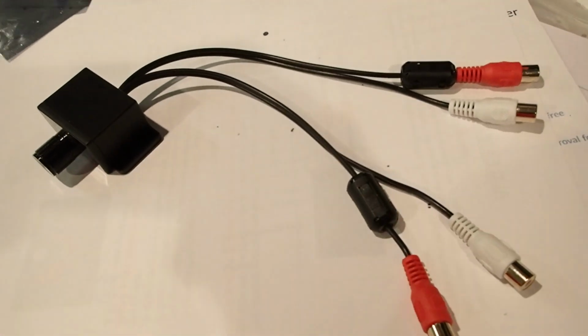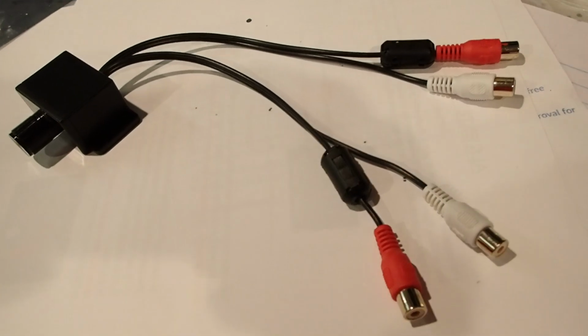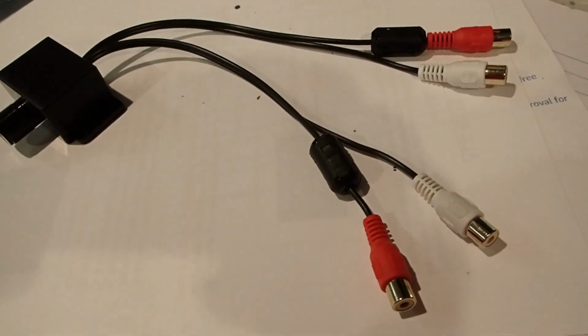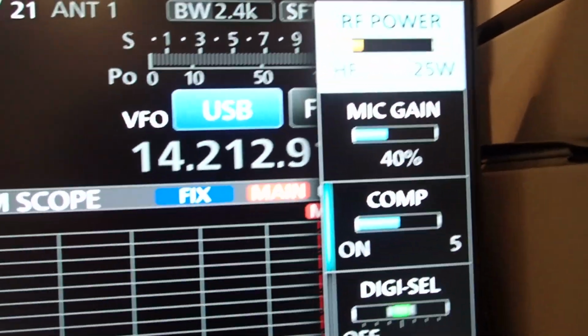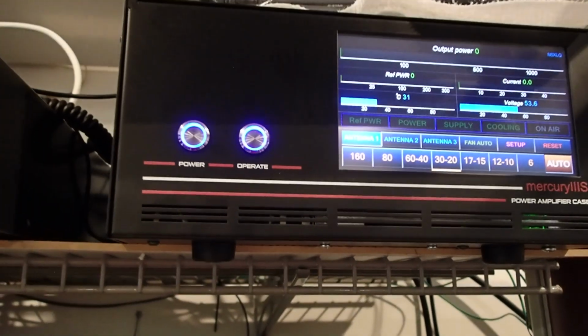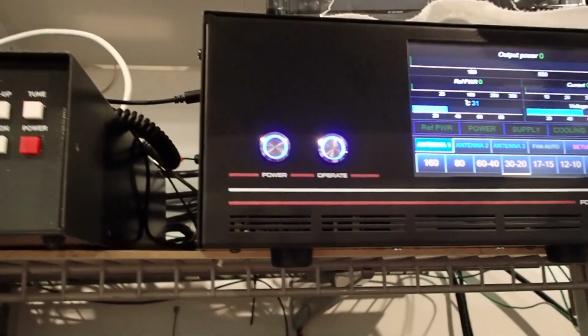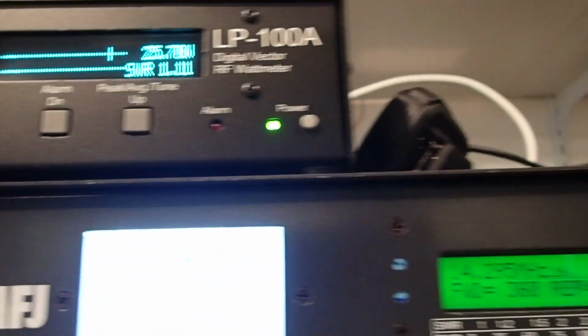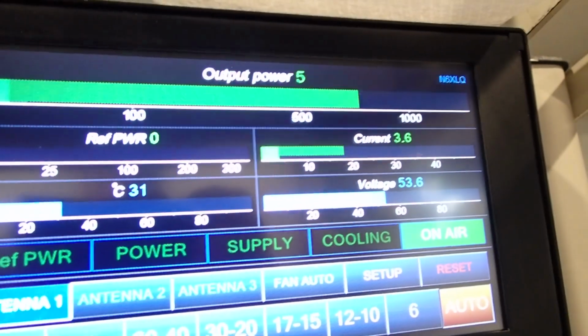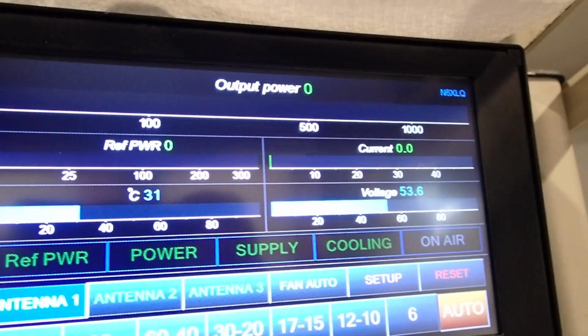Let's hook it up and see if we can adjust the ALC into the proper range. Okay, the attenuator's in. Fully clockwise on the pot on the back of the Mercury 3S, and fully counterclockwise on the attenuator. Testing 1, 2, 3. We're back up to 25 watts of drive. Testing 1, 2, 3. And roughly 850 watts out.